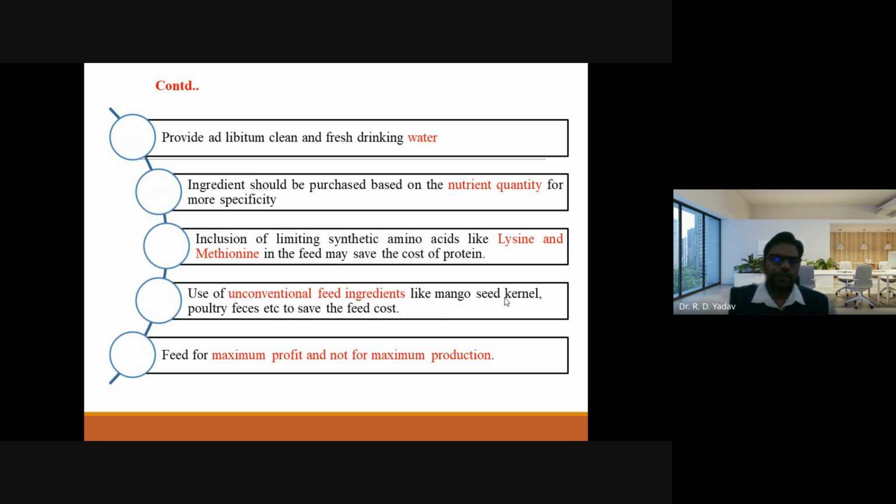Like so many non-conventional feed sources are there. I have discussed them in an earlier slide. And the one point is that we feed for the maximum profit, not for the maximum production. It has been said that we are going for the balanced ration, so economical consideration should be there also.